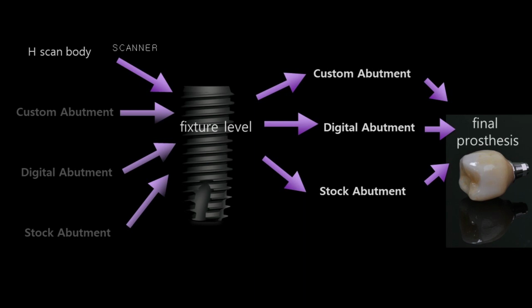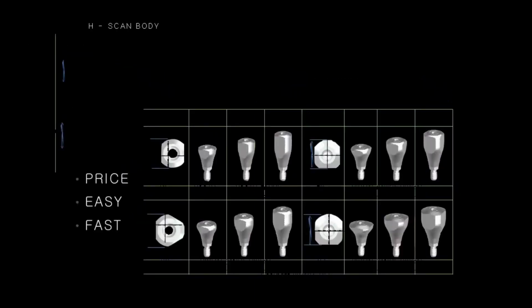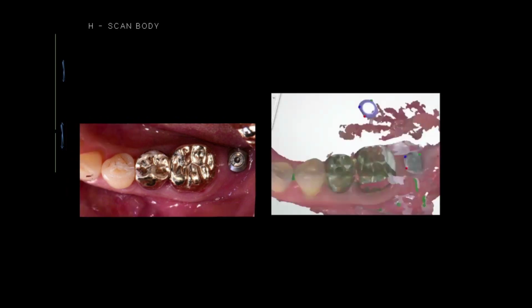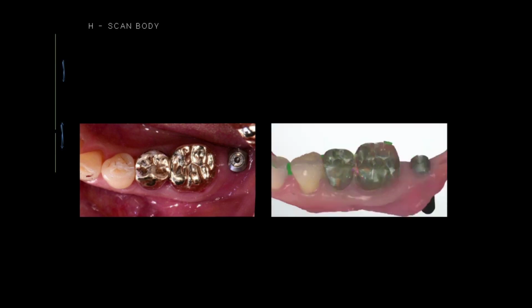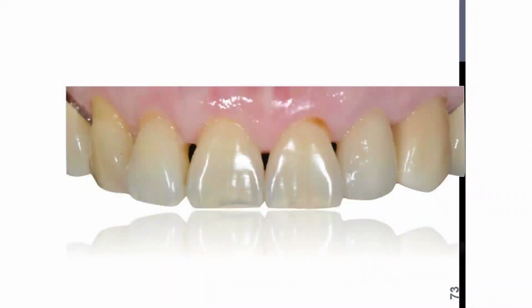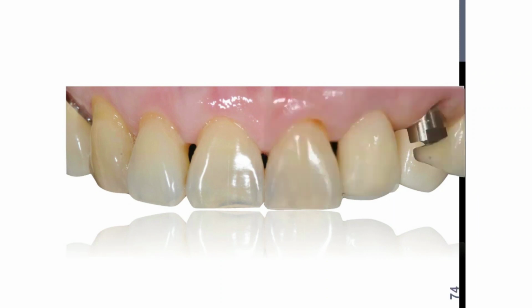Let's see how the scan body is used to get the fixture impression. The H scan body looks like this. You just seat the H scan body onto the implant and take an intraoral scan. You can obtain the fixture level impression even with a portion of the scan body scanned. In this case too, we seat the scan body onto the lateral incisor implant and take the scan.